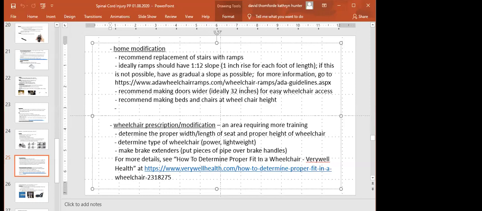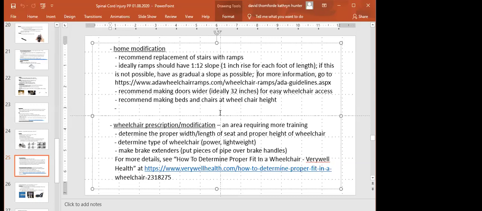There's a lot more information about home modification. You can talk about size of bathrooms. You can talk about many different things: turning spaces, height of sinks, height of light switches, stuff like that. This ADA guidelines website has information on that too.